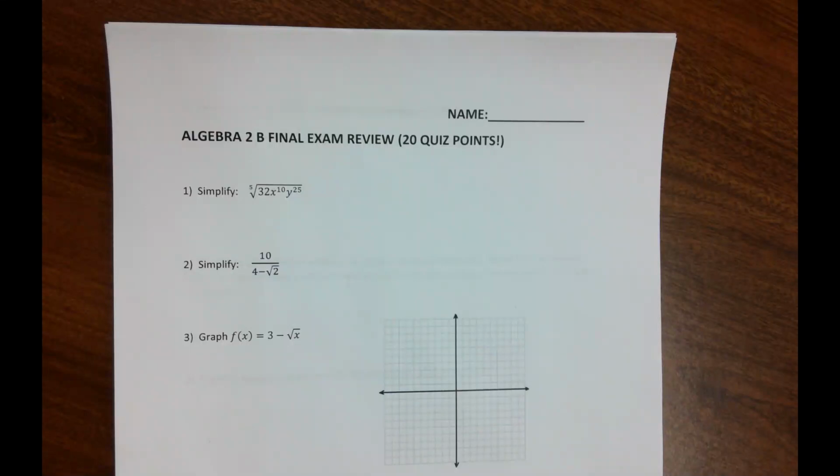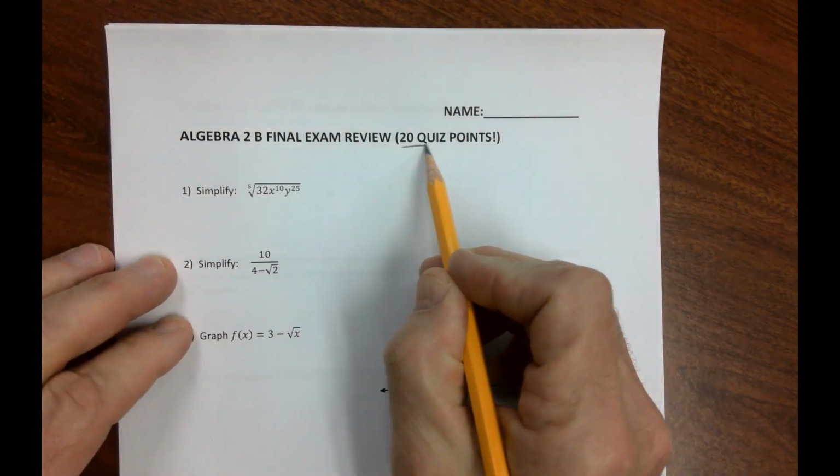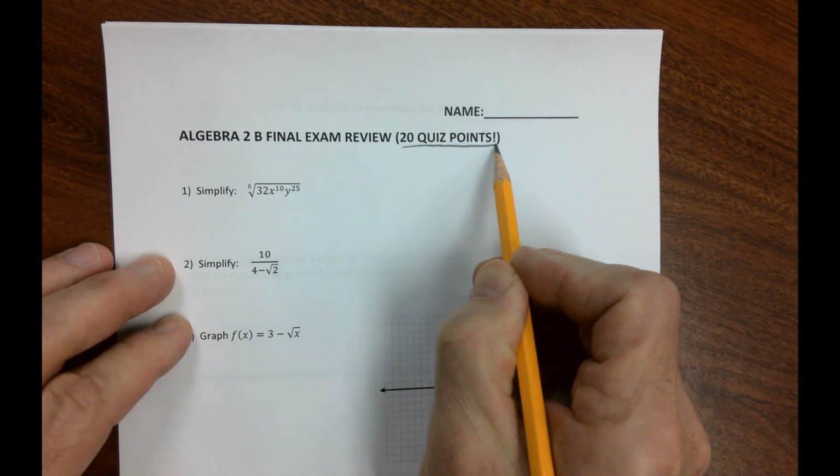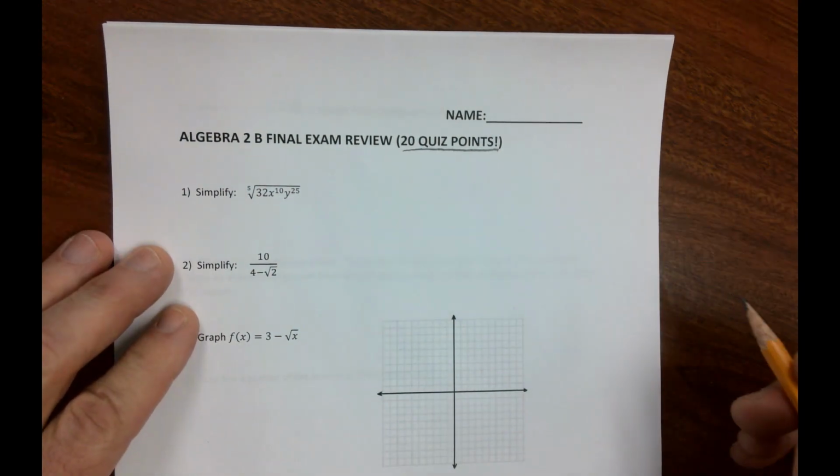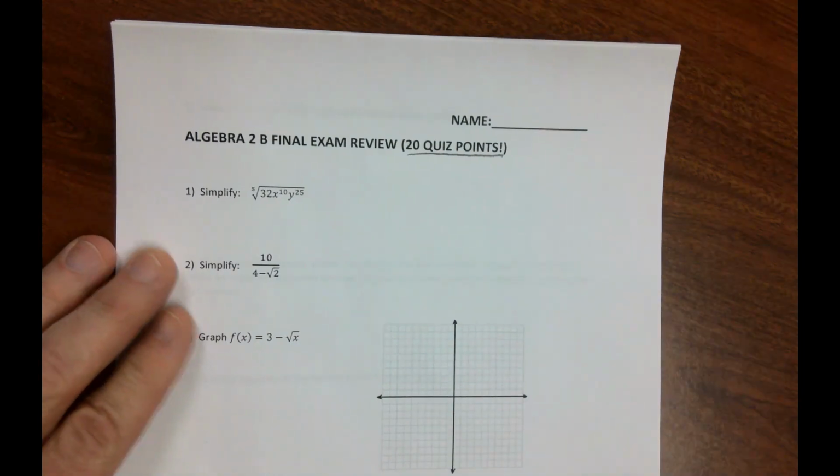Here we go, guys. The end of Algebra 2B, getting ready for that final exam. Just remember, the exam review is worth 20 quiz points based on effort and accuracy. Yes, you could just copy this, but that will not be getting yourself prepared for the exam. So try to do these on your own and check them.